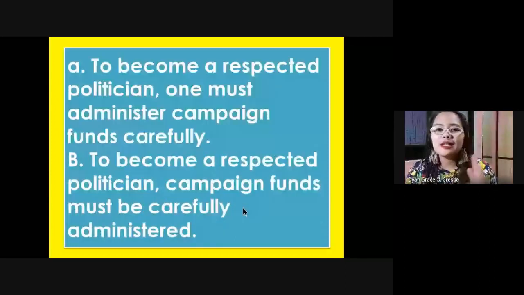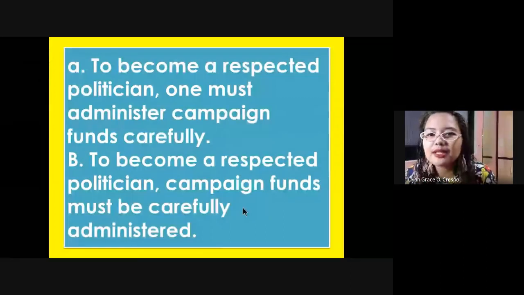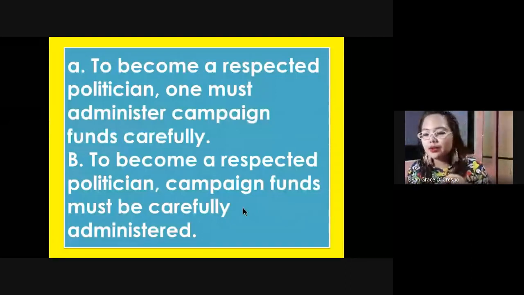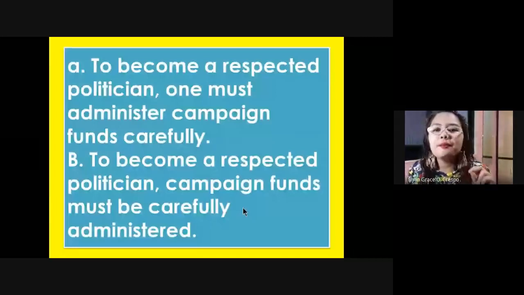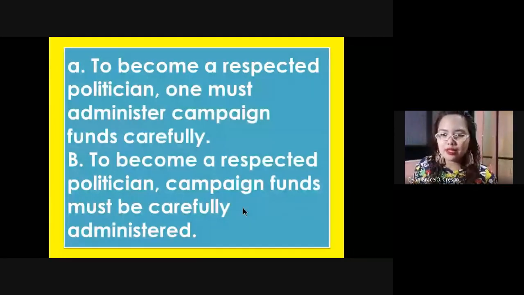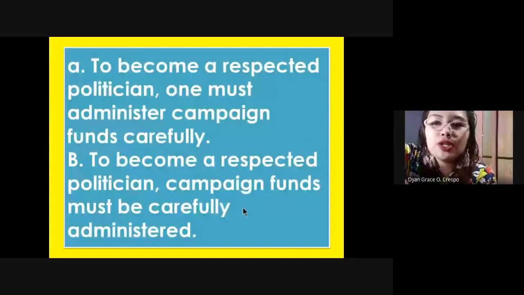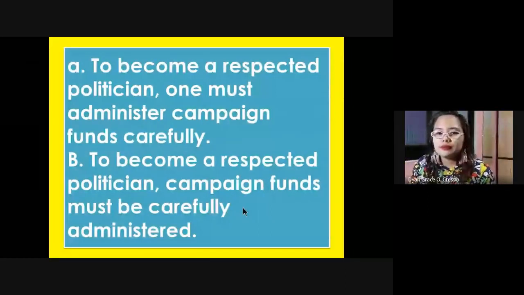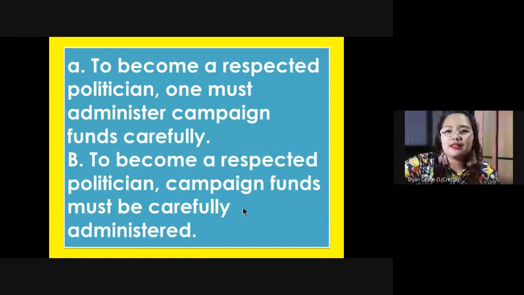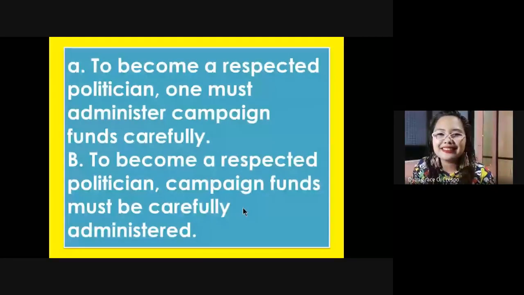Next question. Letter A: To become a respected politician, one must administer campaign funds carefully. Letter B: To become a respected politician, campaign funds must be carefully administered. Which of the following is correct or logical? Medyo nahirapan sila. Okay, so different answers now.